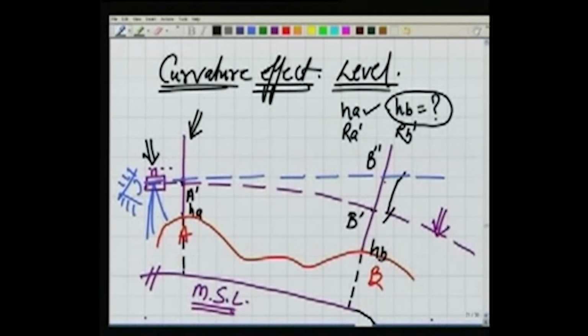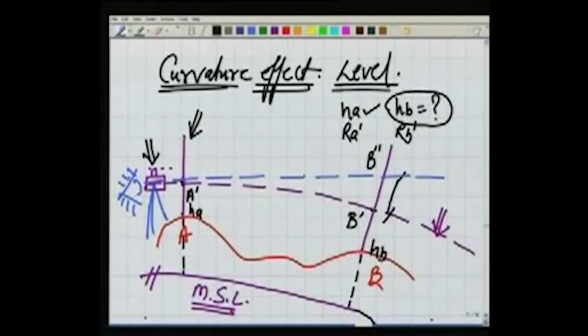This is the error due to curvature. Because my line of sight is horizontal, it is not following the curvature of the earth, it is not parallel to the mean sea level, it is not same as the level line. So because of that reason, we are introducing an error of B dash, B double dash.